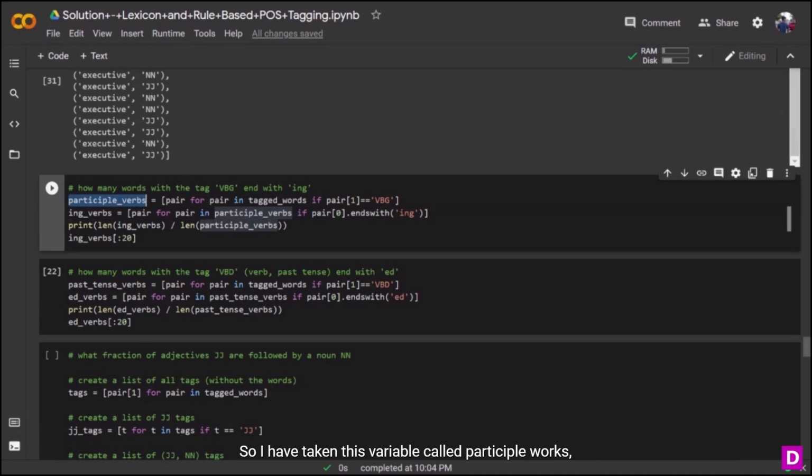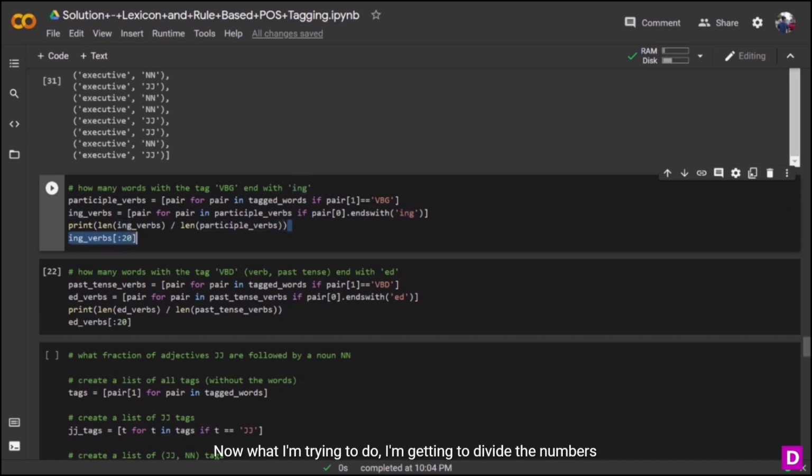I have taken this variable called participle verbs, and within the tagged words, if the tag is VBG, then I am picking out the tuple, that complete pair. Now I have segregated only the tuples which have VBG as a POS tag. I am also checking whether that VBG tagged word is also ending with ing. So that's what I am trying to do in this next step.